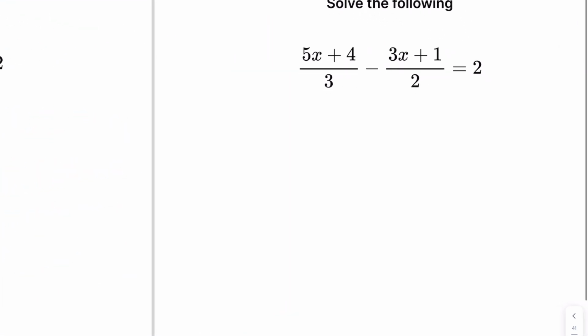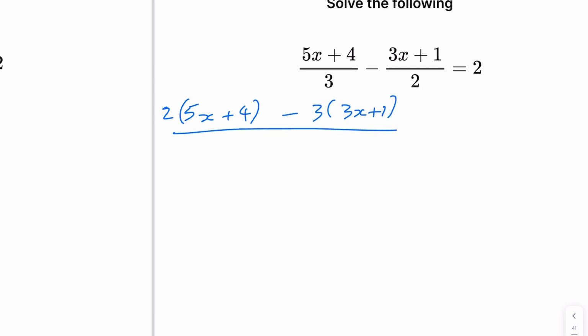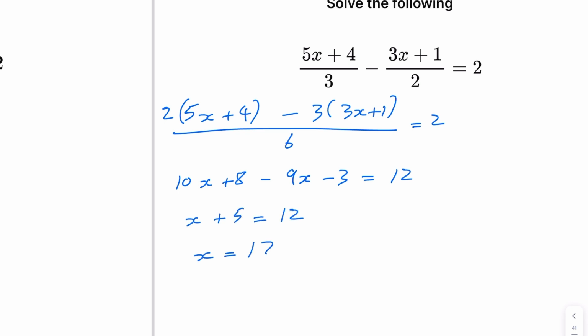So hopefully you've pressed pause and gave it a go. So that then becomes, well, we're going to multiply it by 2 to make the top and bottom the same on the left, and then multiply it by 3 on the right. That gives us a common denominator of 6. So that's 10x plus 8 minus 9x minus 3. I can move the 6 over. That gives us 12. So that's going to become x plus 5 is equal to 12, and then x is equal to 17.